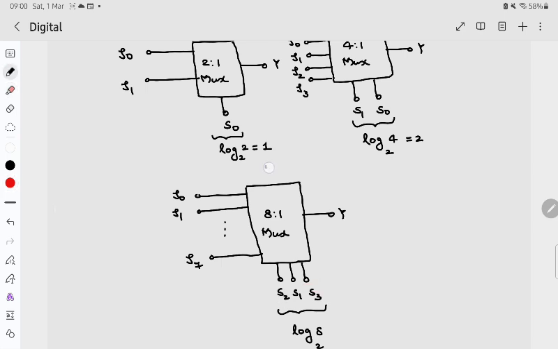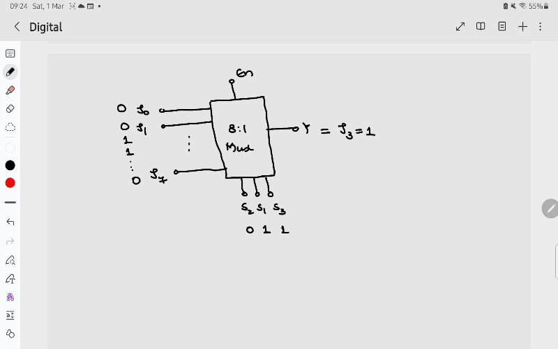Sometimes there will be an enable also. Enable means that if the enable is 1, then only the mux will work. Otherwise, it won't work. Now for an example, suppose the select lines are 0 1 1, which means the third input will be selected. Suppose I am giving values as the input, like 0 0 1 1 and so on, all the way up to 0, and the select lines are 0 1 1, so I3 will be selected. In this case, I3 is 1, so that 1 will come at the output. This is what happens with a mux.